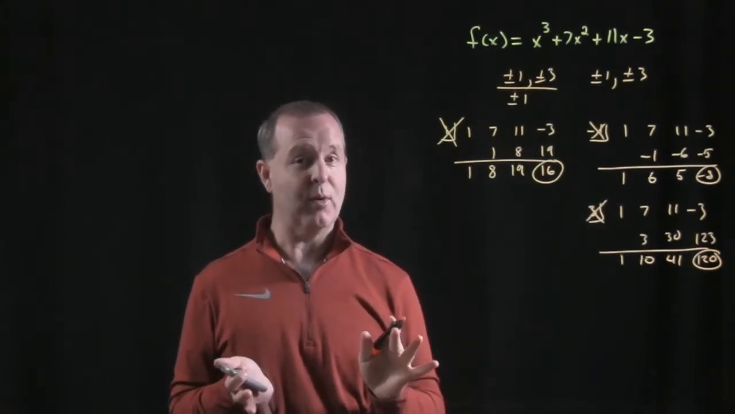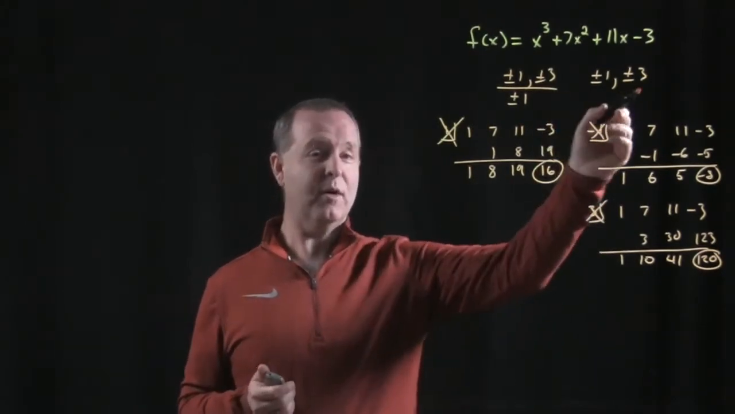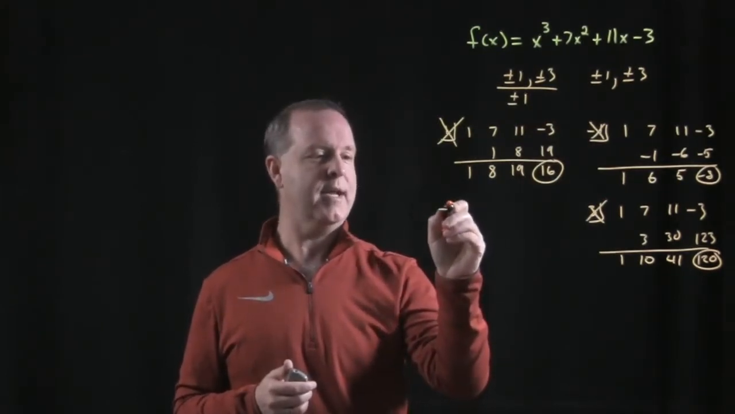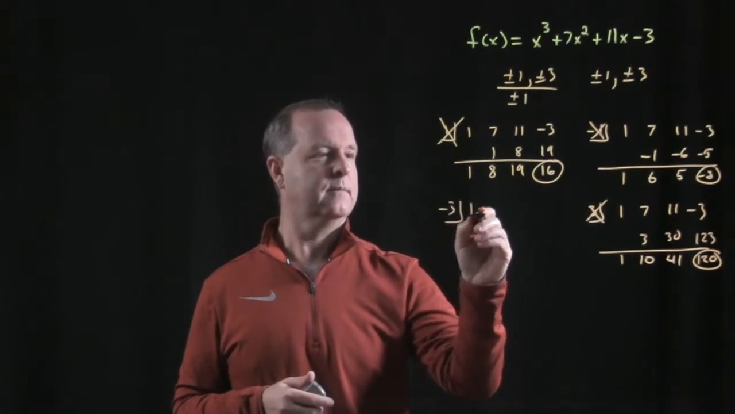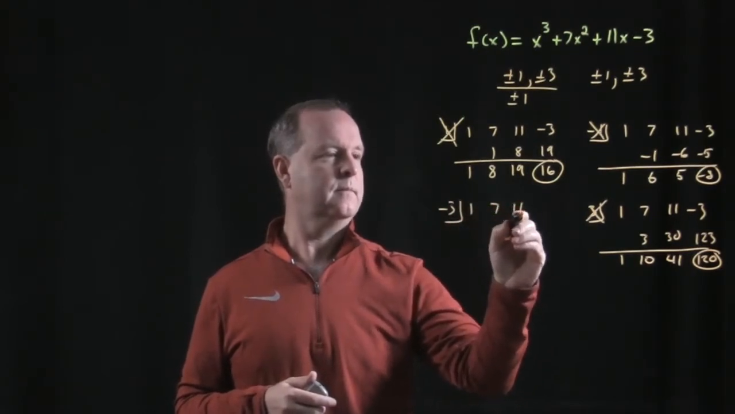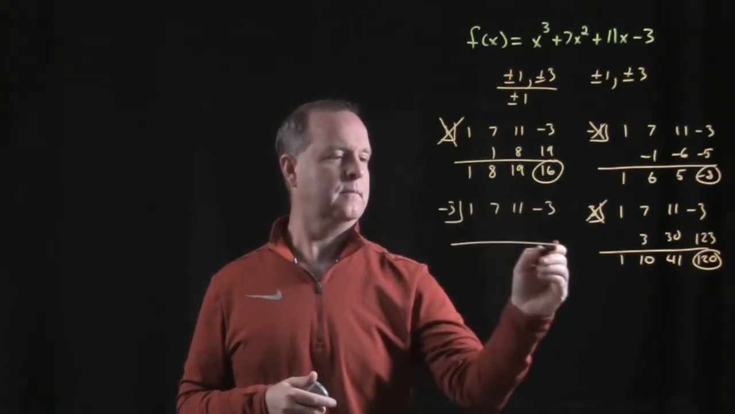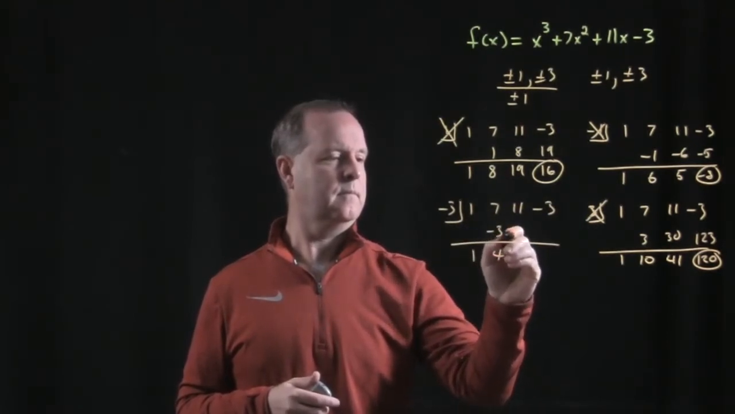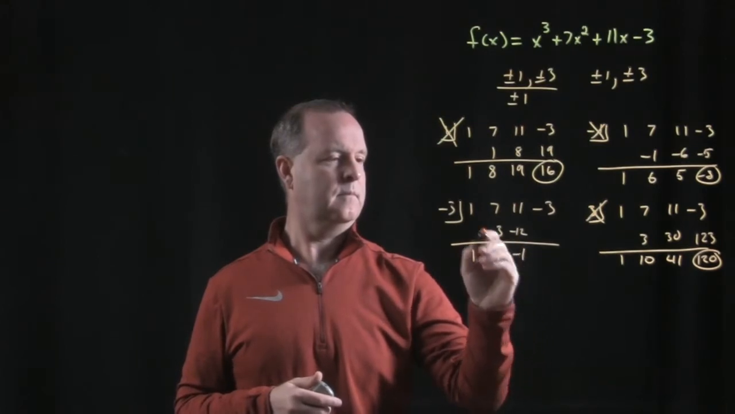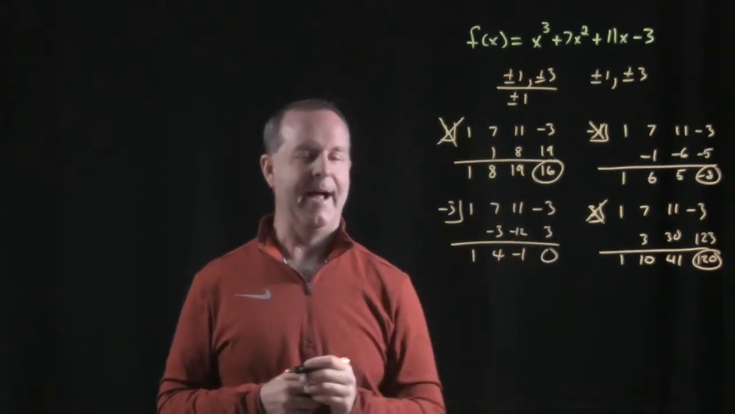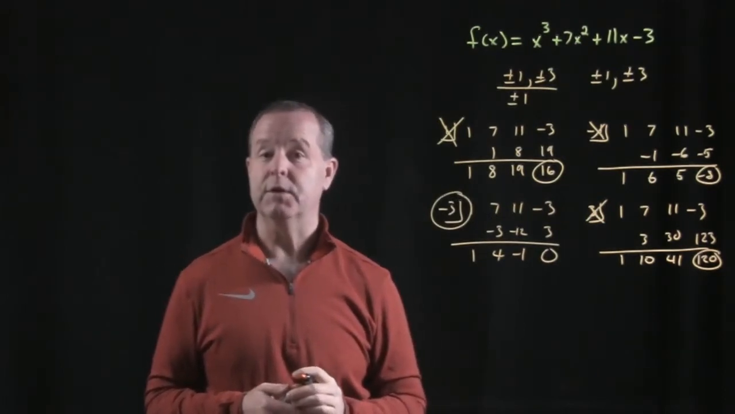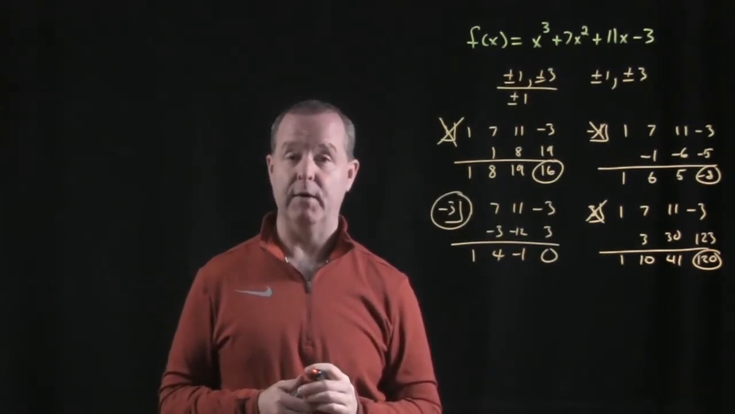So if there's a possible rational zero, I had 4 tries at it. I'm hoping it's this last one right here, so let's try negative 3. Look at that. Winner. So I found a solution. The solution is negative 3.